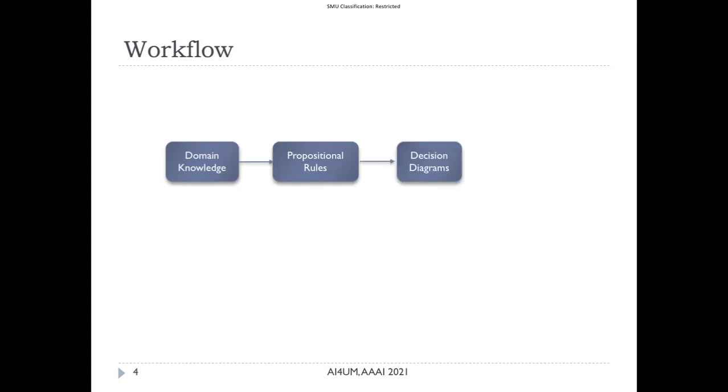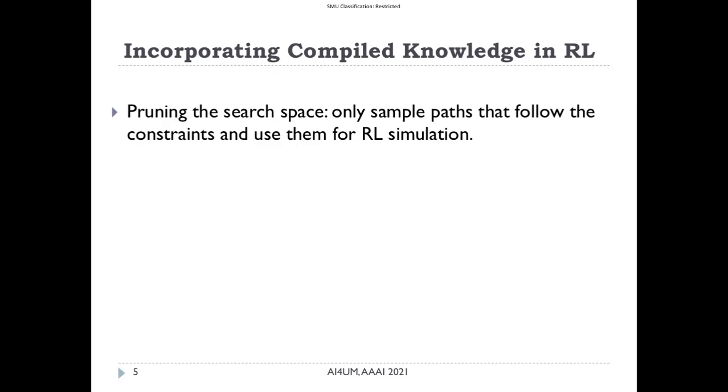Here's the pipeline for our framework. We start with the domain knowledge and convert it into propositional rules. We then compile these rules to decision diagrams. Then we combine these decision diagrams with RL algorithms, which is our final framework. Now, how do we combine domain knowledge with RL? First off, while doing RL, we only sample paths that follow the constraints. In doing so, we are pruning the search space of all paths, which is combinatorial.